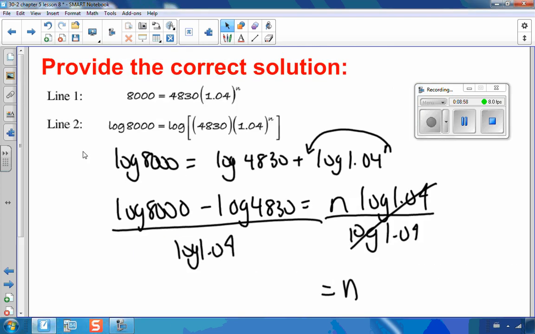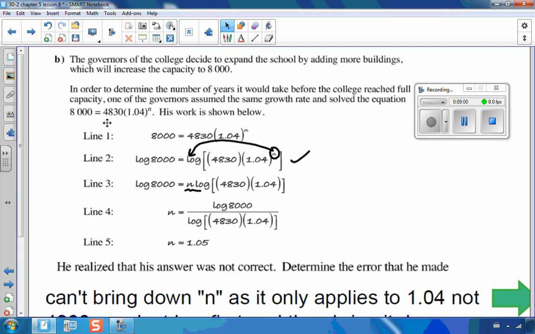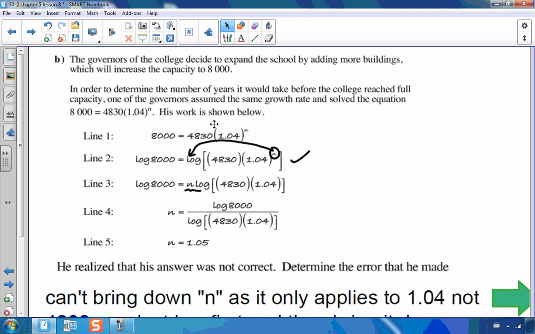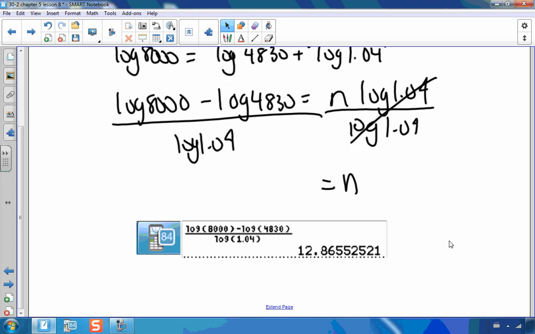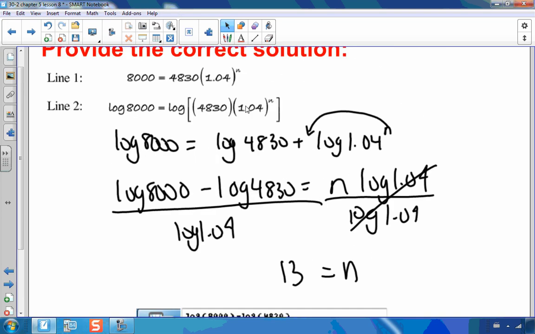12.86. Now, let's go back here and see how they wanted us to round it. They just want to know how many years it's going to take. So if I look at this, I'm going to say 12.9, but it's in between 12 years and 13 years. So I'm going to say that n is equal to 13 years, because I haven't reached that at 12 years, I need to go the full 13. Okay, so that's how you should have solved it, by separating them out.